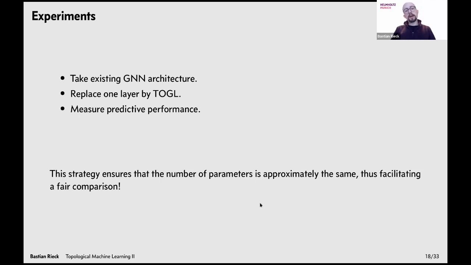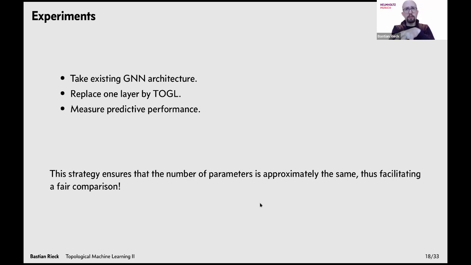We accomplished this by taking an existing GNN architecture, replacing one of its message passing layers by our layer, and then measuring the predictive performance. Now, this sounds a little bit weird at first, but the reason behind this was that we wanted to ensure in this strategy that the number of parameters remains approximately the same.